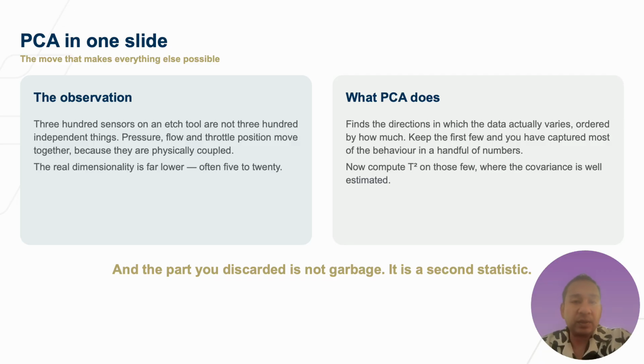Now compute T² on those few components, where the covariance is well estimated because you have far more runs than dimensions. The second problem from the last slide is solved. And here is the part people miss. The variation you discarded carries information of its own. It becomes a second statistic, and it turns out to be a more interesting one.